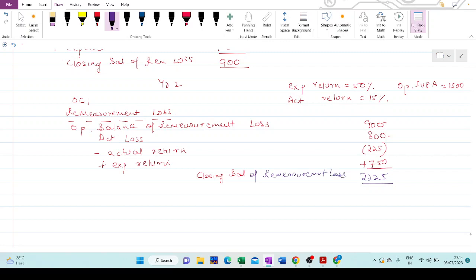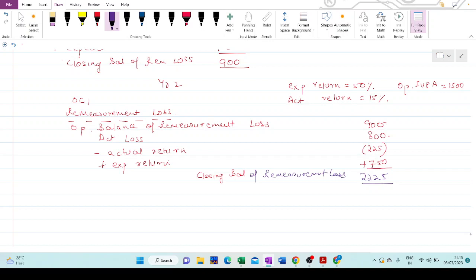So guys, you can see the idea that we are getting from this example is that if my expected return assumption is unrealistically high, then my actual return would always be less than my expected return. Guys, can you get this idea? I want a yes or a no.